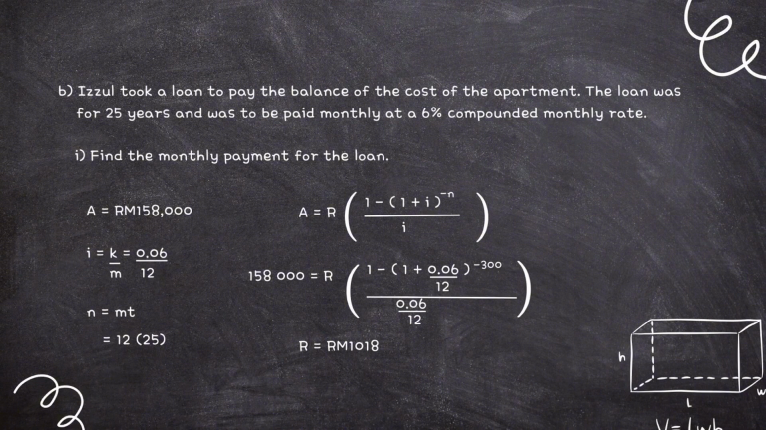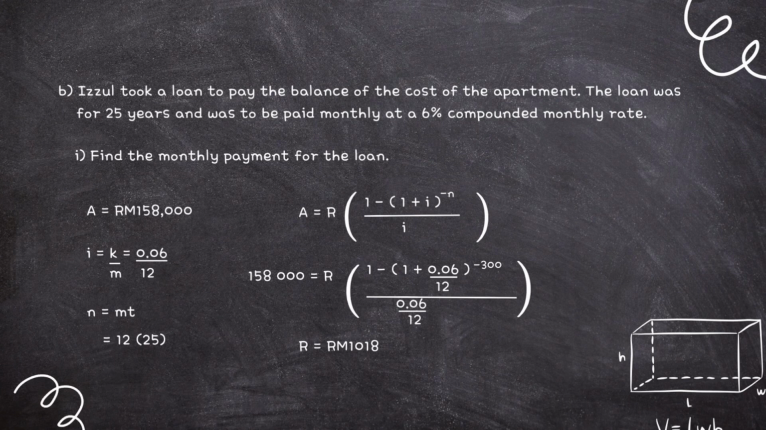Izul took a loan to pay the balance of the cost of the apartment. The loan was for 25 years and was to be paid monthly at a 6% compounded monthly rate. Find the monthly payment for the loan. So A, we get from the previous question, which is 158,000. i equals k divided by m, where k equals 0.06, and n equals m times t, which means 12 times 25.